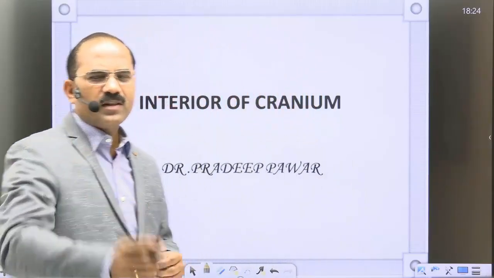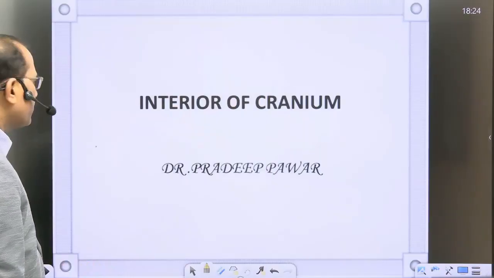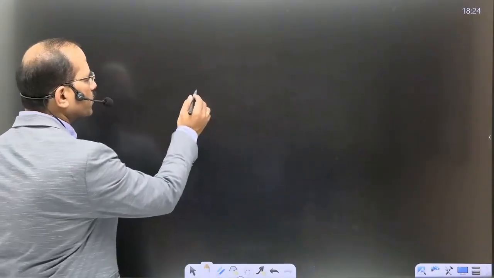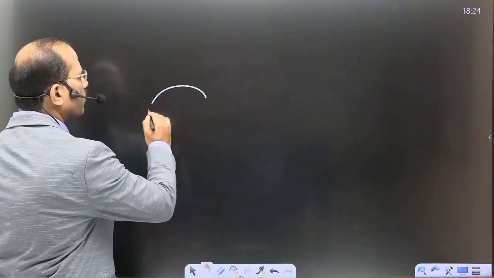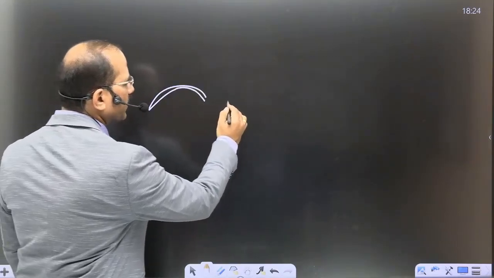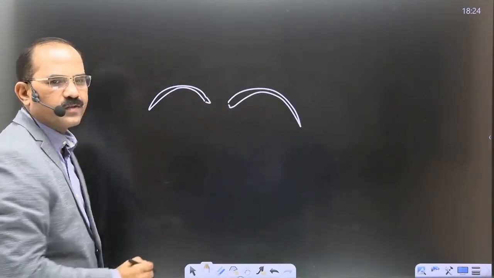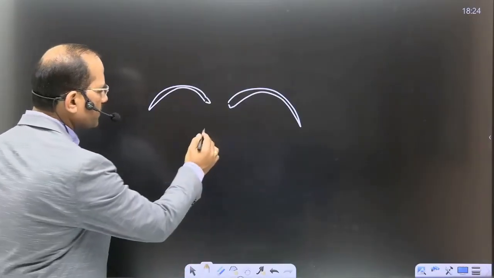Here we begin with interior of the cranium. Have a look at this. Now, students, I'd drawn the slide in the previous lectures also. If you can tell me what is this known as? Something like this. This is known as the lesser wing of sphenoid bone. Lesser wing of sphenoid.